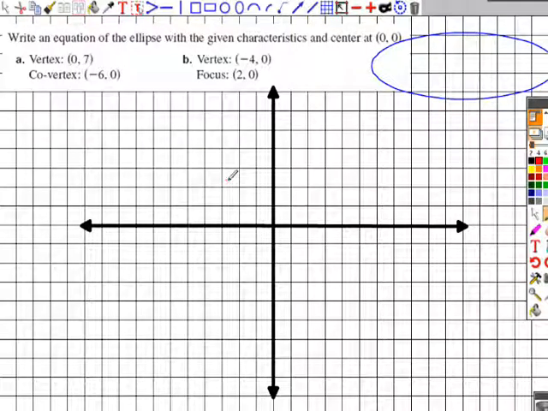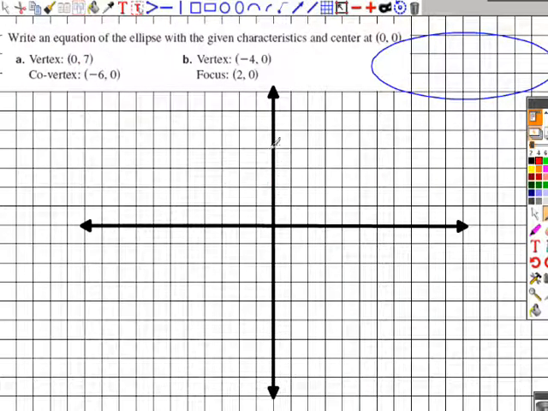Now, this is what we're going to do. Write an equation of an ellipse given these characteristics. So again, we're working with ellipses whose centers are 0, 0, the origin, and now they're going to give us some information. So my suggestion to you is to always graph what they give you. That will help you. So 0, 7. So your vertex is 0, 7.